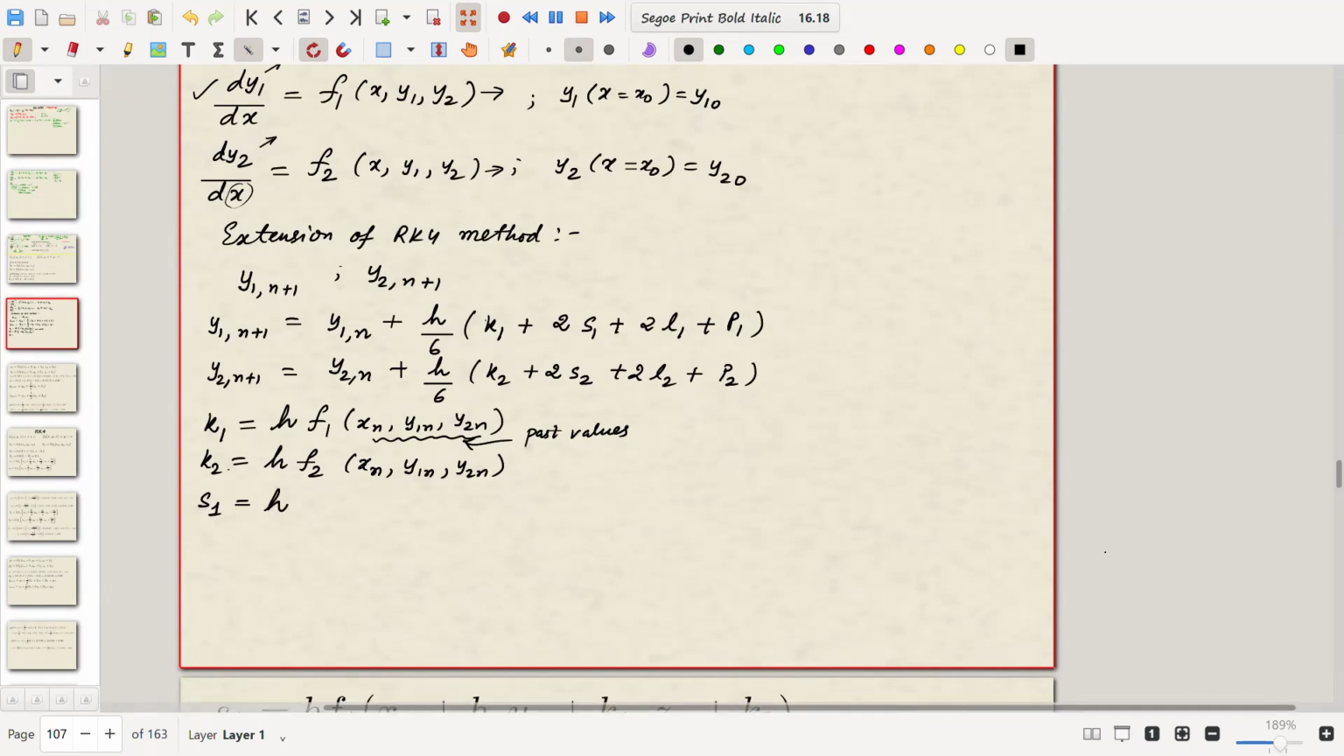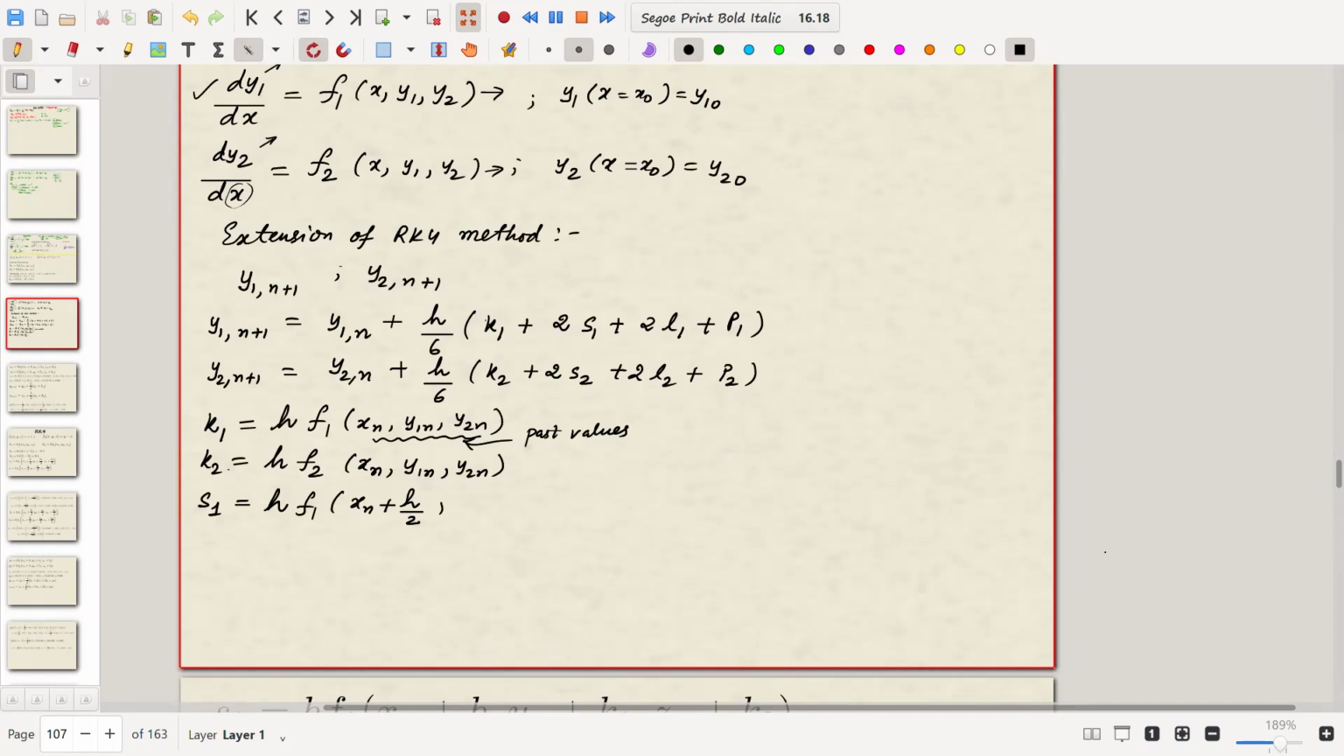H into F1 of H by 2, then y plus K1 by 2. Yes. Now there are two values of y. There you could easily write y. But now you have two values of y, isn't it? Y1 and y2. So based on that, there will be two copies, right? S1 and S2. Are you able to understand?